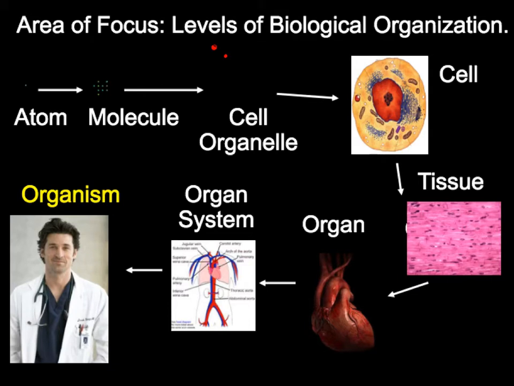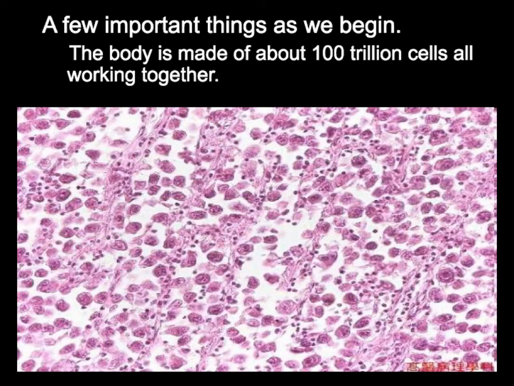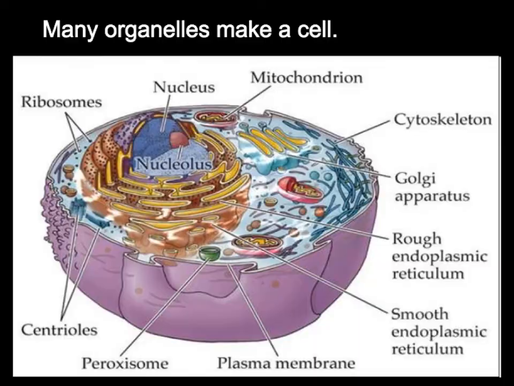Now you don't have to draw Dr. Shepard from Grey's Anatomy. You can draw any organism here. It's just an example. So as we begin, the body has about 100 trillion cells all working together.